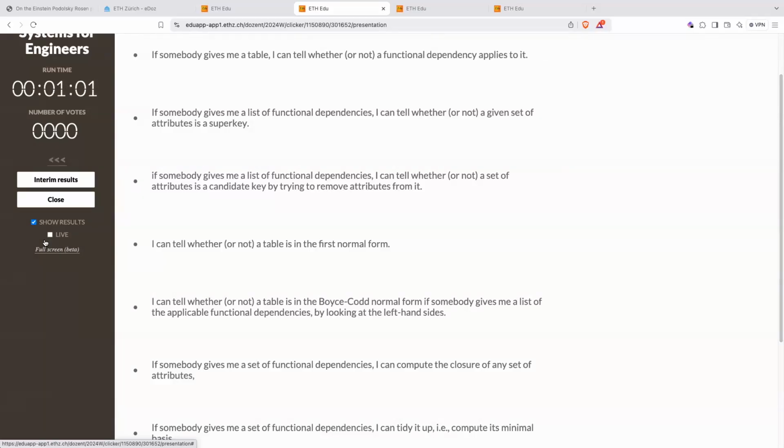If somebody gives you a set of functional dependencies, can you compute the closure of any set of attributes? That's the one where 100% got it right, remember? And if somebody gives you a set of functional dependencies, can you tidy it up, compute a minimal basis, not unique?